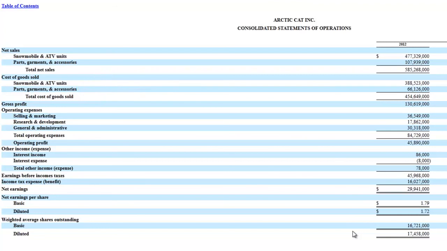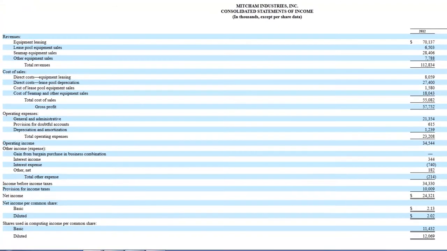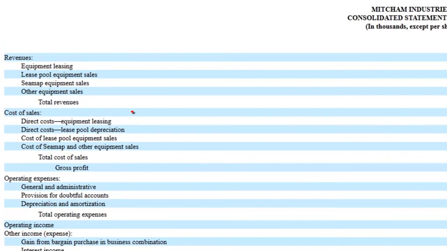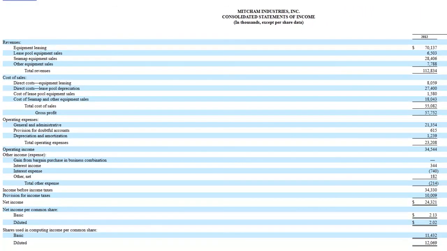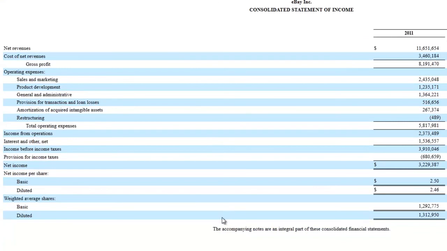When you look at various income statements, the cost of goods sold may be shown under a different name. For example, this is the income statement for Mitcham Industries, which leases seismic equipment to the oil and gas industry. The income statement shows the cost of sales instead of the cost of goods sold, but this is really the same thing. With service companies, on the other hand, which do not manufacture any products, the cost of goods sold is shown as the cost of revenue, which is the cost of delivering a particular service. For example, this is the income statement for eBay, and because eBay does not manufacture anything, we don't see the cost of goods sold on eBay's income statement, but what we do see is the cost of net revenues.